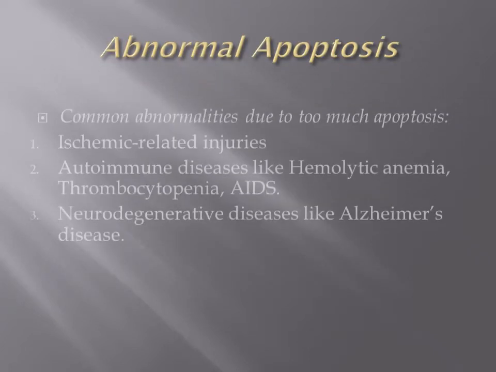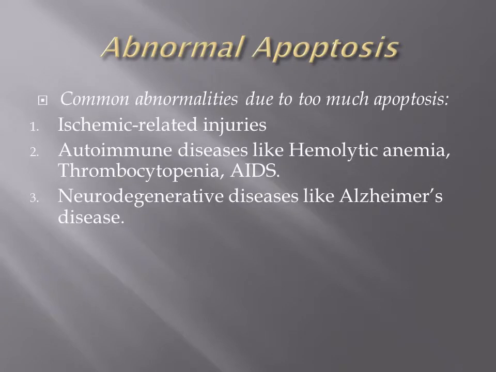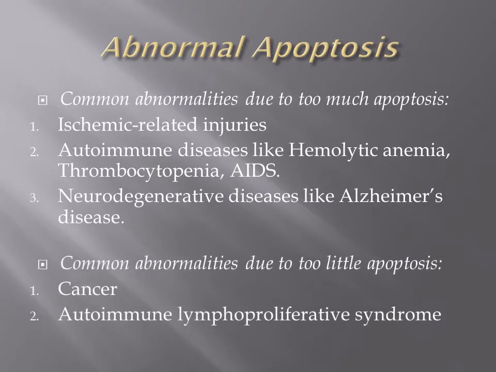Abnormal apoptosis. Common abnormalities due to too much apoptosis: ischemia-related injuries, autoimmune diseases like hemolytic anemia, thrombocytopenia, AIDS, and neurodegenerative diseases like Alzheimer's disease. Common abnormalities due to too little apoptosis: cancer and autoimmune lymphoproliferative syndrome.